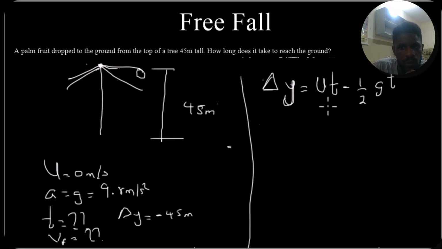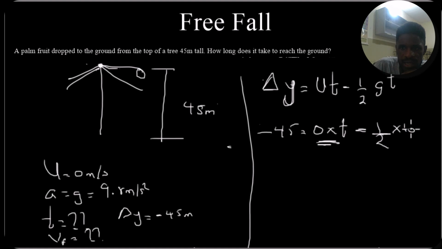This way we only have one unknown, and we're generating a quadratic equation. So delta y, we already said, is minus 45, equal to u, which is 0, times t. We don't know t, but everything here automatically returns 0, so let's just leave it like that for now. Then minus 1 over 2 g, we assume g to be 10, times t squared. So 2 cancels out 10, that's 5. So we have minus 45 is equal to minus 5t squared.